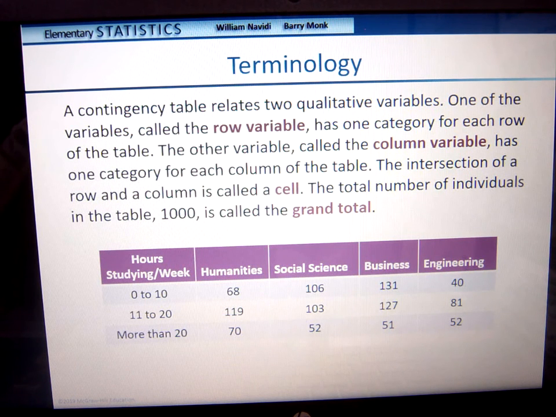So a contingency table relates two qualitative variables. One of the variables is called a row variable, one category for each row of the table. The other variable is called the column variable, which has one category for each column of the table. The intersection of the row and the column is called a cell. The total number of individuals in the table is 1,000. That would be the grand total of all these added together.